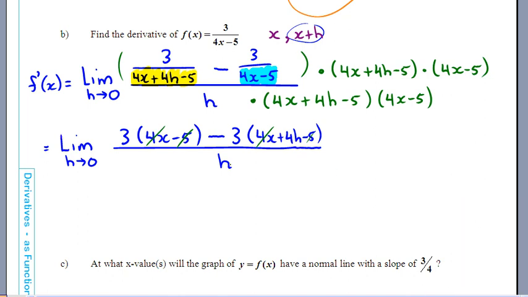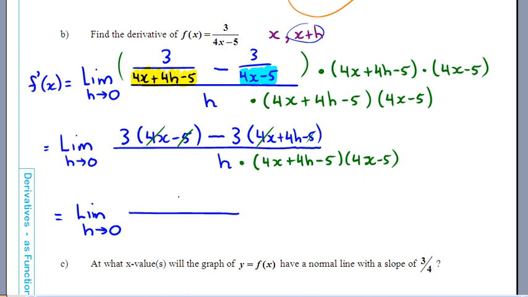Oh, I missed something here, though. I still have these. I've done that twice now. Got to put that in there. Okay, refining this a little bit. See where we're at. This is a limit. h is going to head towards 0. And in the numerator, I've got a negative 12h. In the bottom, I have an h, and then these 2 polynomials.